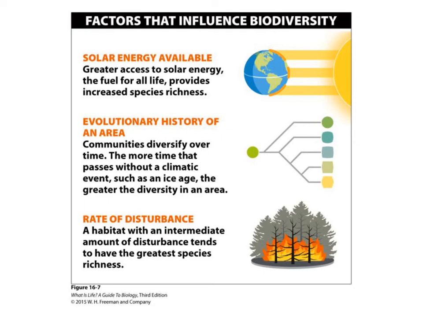The more plants we see in an area, the more herbivores there can be, which means the more predators. So, if we have more sunlight, we have more diversity in general. Tropical areas also tend to have longer evolutionary histories. This means that there's more time passing without climatic events such as ice ages, which allows organisms to have longer periods to evolve and adapt.